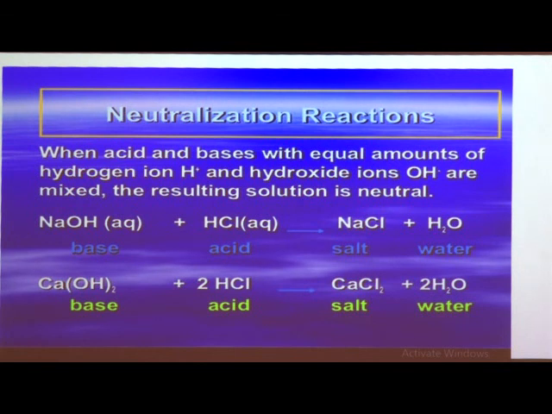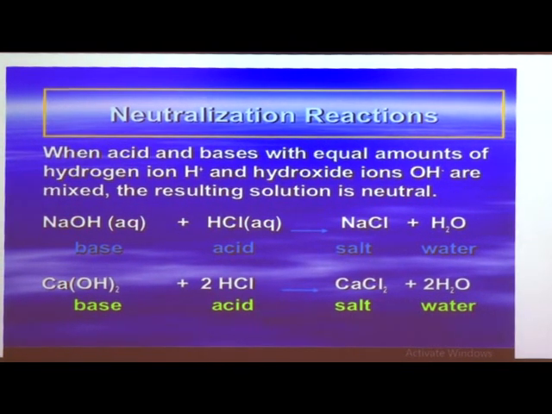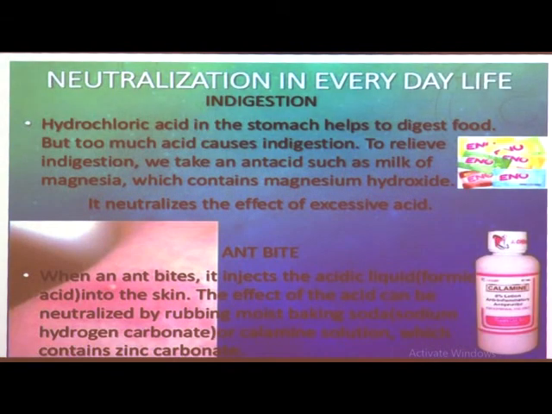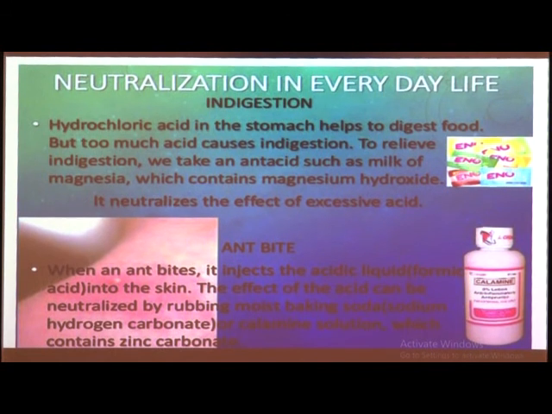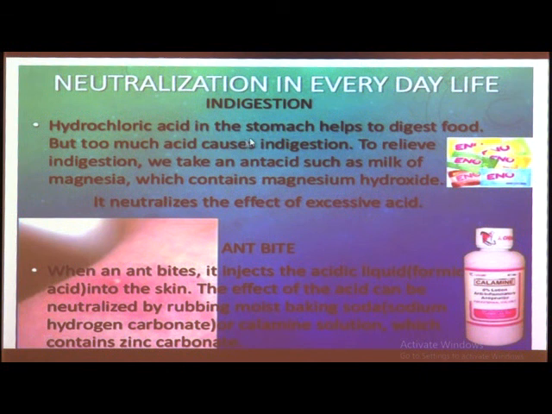So let us move to our next point, which is the last point of this lesson, 5.4, neutralization in everyday life. First one is indigestion. So what does indigestion mean? Hydrochloric acid in the stomach helps to digest food. We learned this in our digestion in human beings. In this lesson, we learn that hydrochloric acid is present in our stomach, so it helps to digest food.